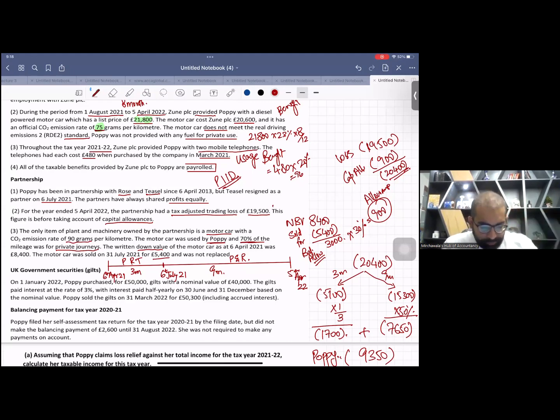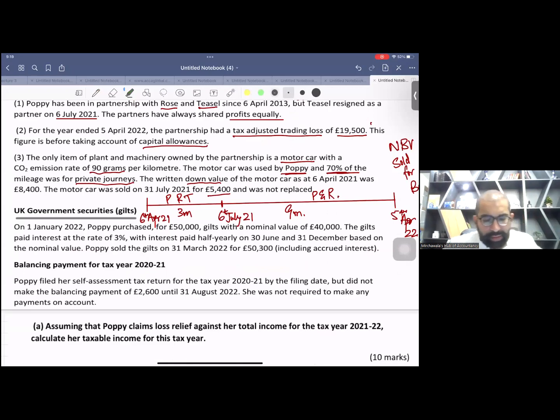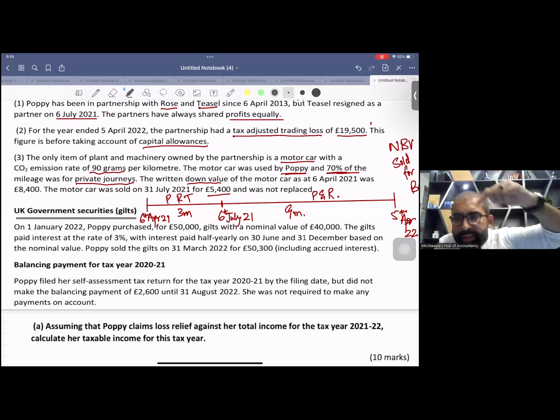Next thing. See this. UK government securities. Gilts. Hope you remember. I taught you one thing. Whenever there is a question, make your mind simple for this. If you have bought the gilts in the same fiscal year and you sold them in the same fiscal year, just count your number of months and calculate the interest.